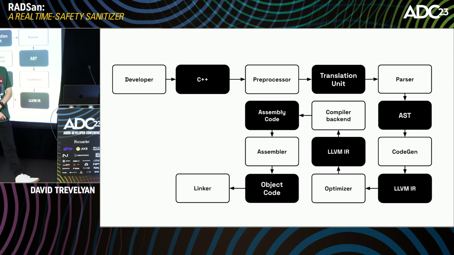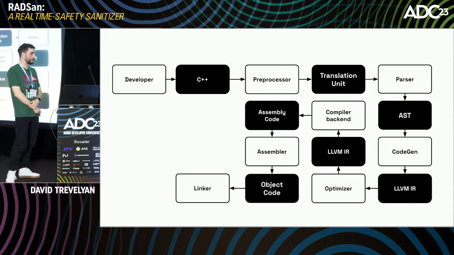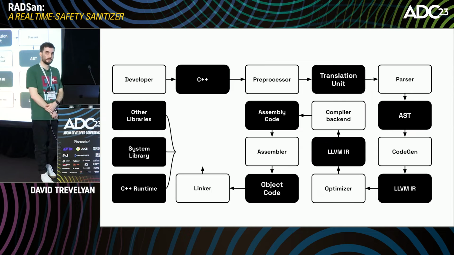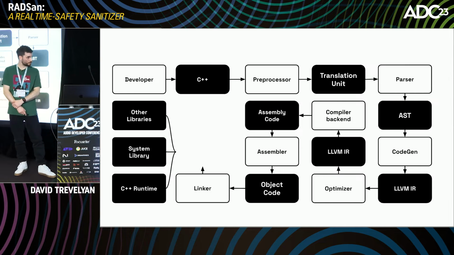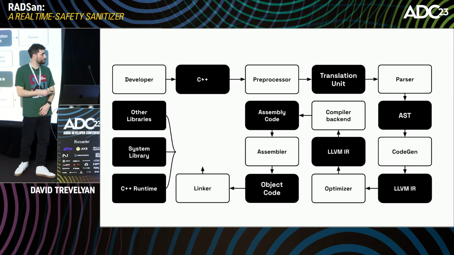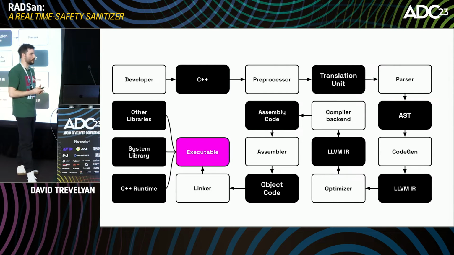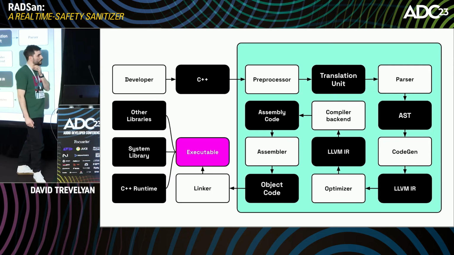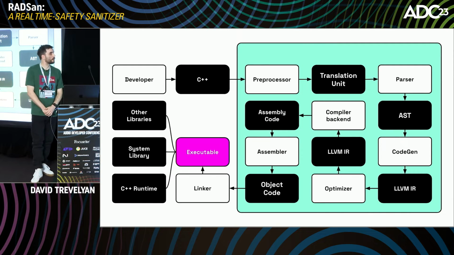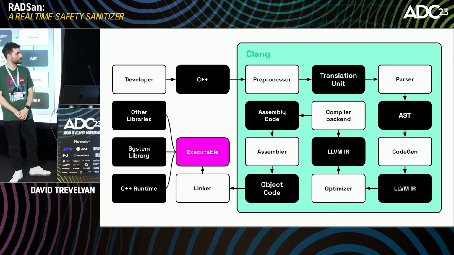And finally, final stage, our linker pulls together some libraries that are on the system, namely the system library, C++ runtime, and some other third-party dependencies that you might be linking in, until finally we get our executable. And so you'll probably recognize the stuff on the right-hand side. Anybody want to tell me what the stuff on the right-hand side is? Anyone? Any thoughts? That's Clang.